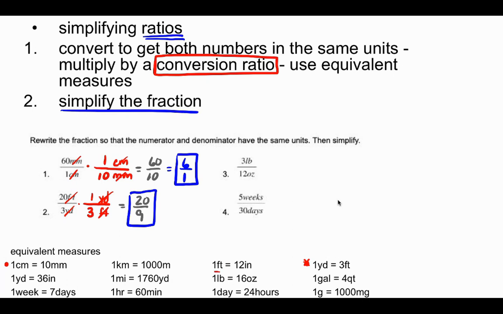So for the next one, we're going to use pounds and ounces. We put the units in the opposite location of our conversion ratio than they are in the original ratio. We fill in our numbers. So it's 1 pound is 16 ounces, so the units will cancel. This is going to change everything into ounces. So we end up with 48 over 12. Then we simplify the fraction to get a 4 to 1 ratio.